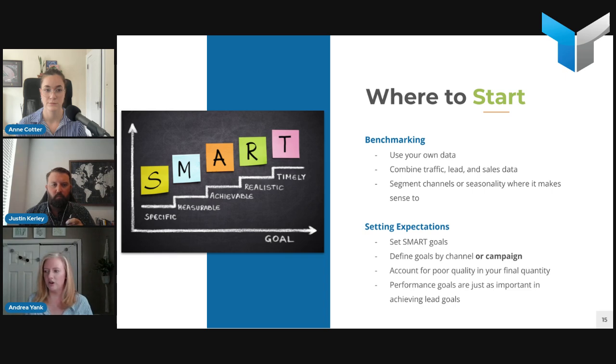Definitely combining your traffic, lead, and sales data. So I think Justin touched on this as well. You want to see that full holistic view of your sales funnel to identify what you want your sub goals to be. And then if you don't have a tool to do this, do it manually until you can justify implementing a tool to help you.